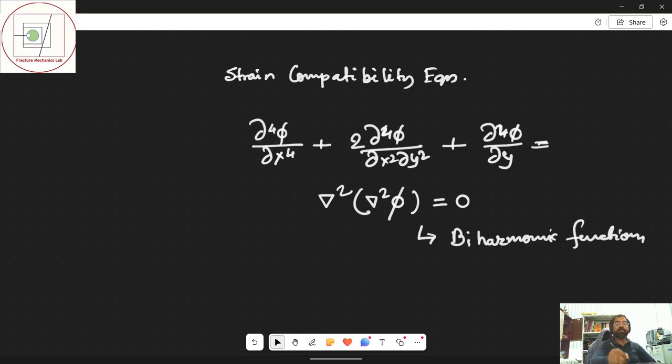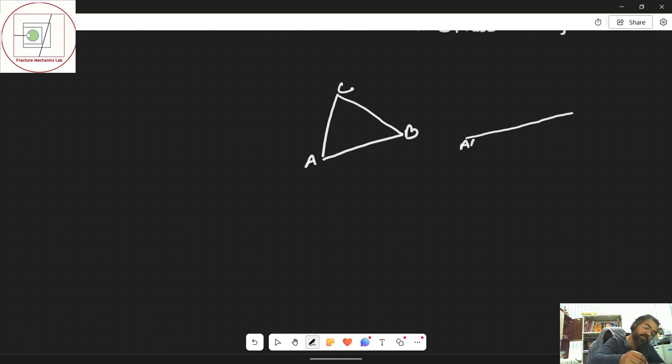So what does this equation mean physically? That I will tell without deriving this. Imagine that you have an object made up of, say, trusses. A, B, and C are three beams which are connecting each other. After deformation, AB deforms to A dash B dash, AC deforms to A dash C dash, and BC deforms to B dash C dash.